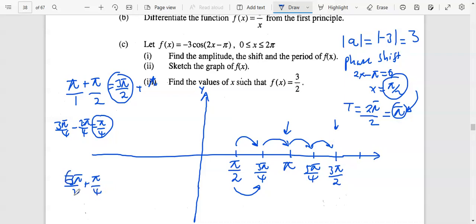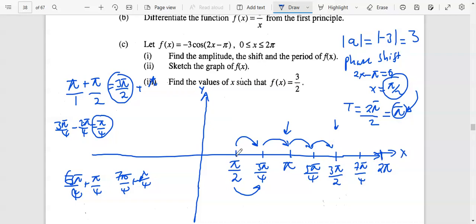I can make this 6 and make this 4. That is going to be 7 pi over 4. I want to reach 2 pi, so I'm going to add another pi over 4. So 7 pi over 4 plus pi over 4 is going to give us 8 pi over 4, which is now the 2 pi I want. Okay, up to here, that is going to be 2 pi.